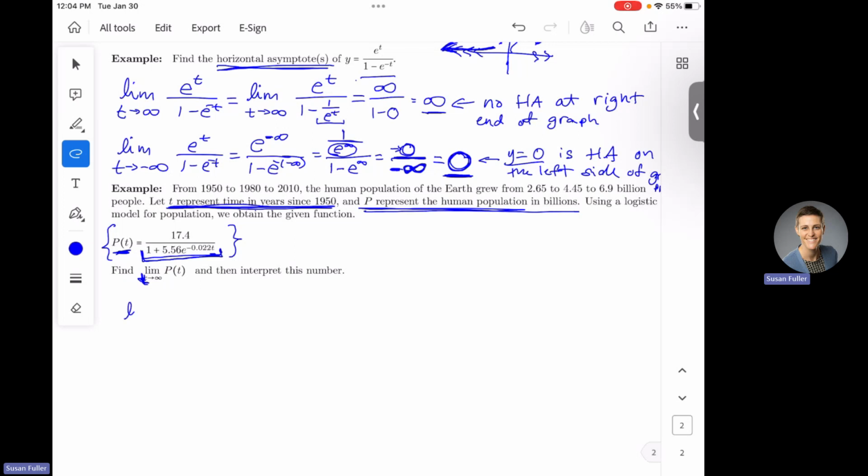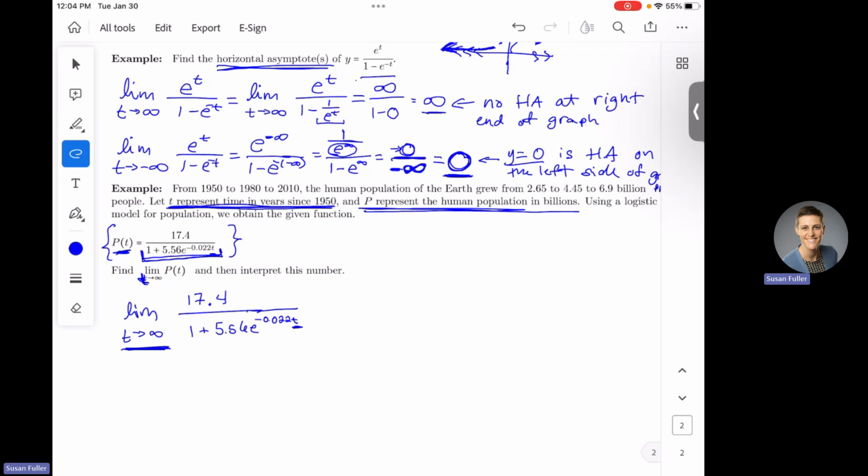Okay, so we're going to take the limit as t approaches infinity of this function, 17.4 divided by 1 plus 5.56e to the negative 0.022t. Okay, this looks a little scary, but I'm taking the limit as t approaches infinity. I only have one t in here, and it's right here.